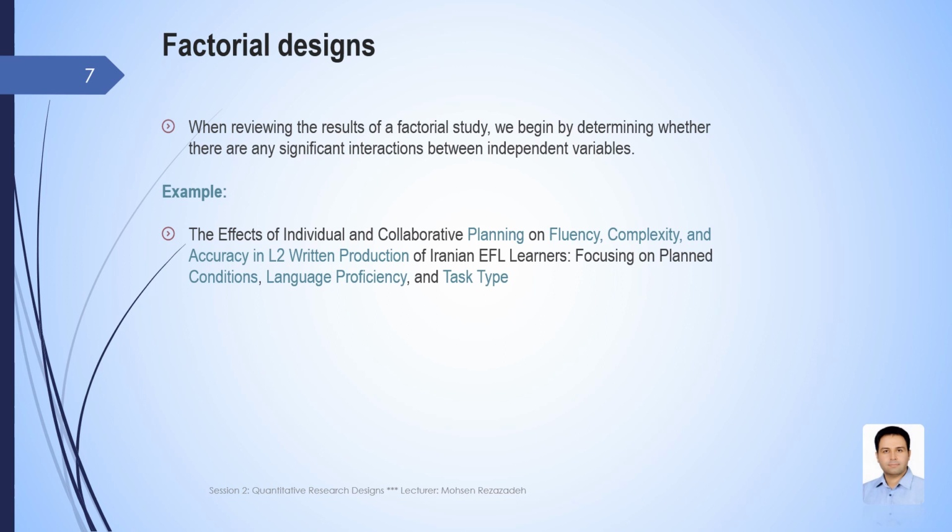Sometimes we can also include a third variable. Here it is task type. We can see if task type plays any role in the pattern that students have in the two planning conditions. Here, as you can see, we are dealing with a kind of interaction between the independent variables. This is why we call it factorial design.